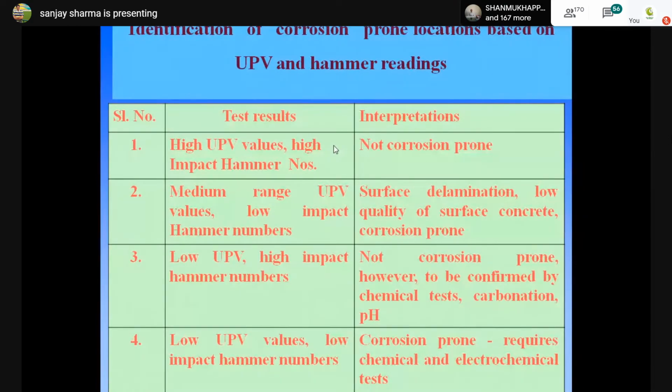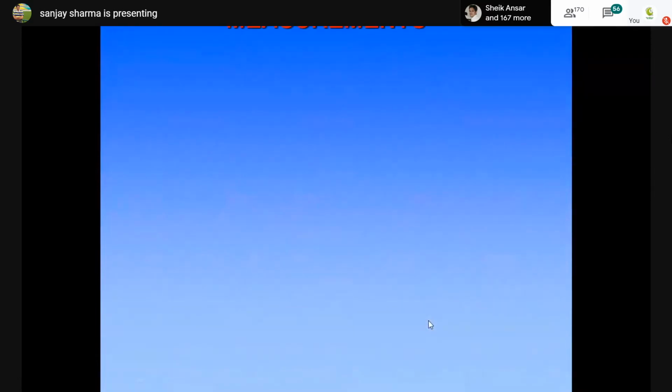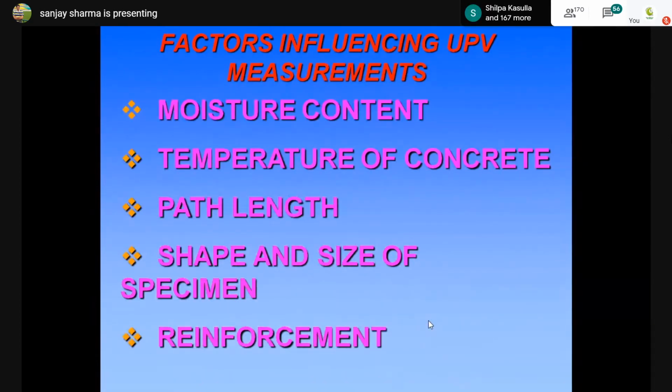Generally, most of the times UPV and hammer are used in combination. If you are getting high UPV value, high impact number, basically no corrosion is there. Medium surface delamination with low UPV values, corrosion is not proven, however, it has to be confirmed by further tests like chemical test and calibration. Very low UPV and very low impact number means corrosion has already occurred, so we may require further tests of this type. So these are the factors which affect.